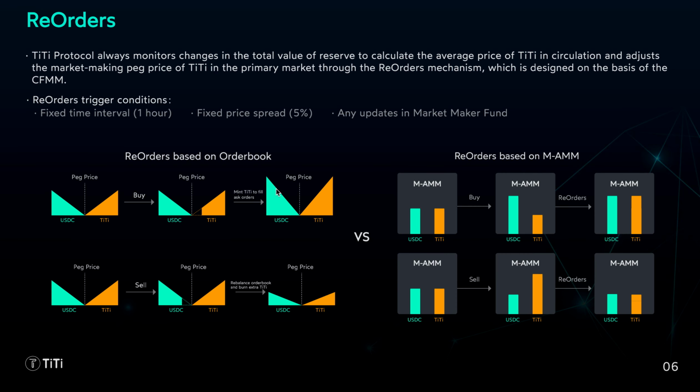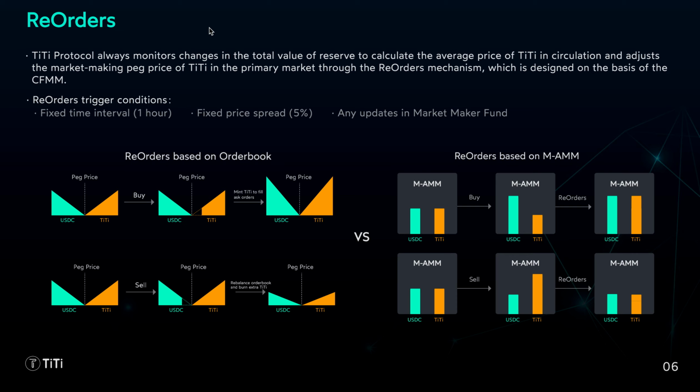So on page 6, I will help you go through the reorder mechanism. Okay, let's have a look at the reorders. Reorders realize price stability via reshaping the trading order book to give holders confidence in any case, by effectively and timely adjusting the transaction depths in the LP pool or the market making liquidity. Essentially, reorders are one efficient market making strategy built on M-AMM. It's designed to adjust the market liquidity in TiTi Protocol.